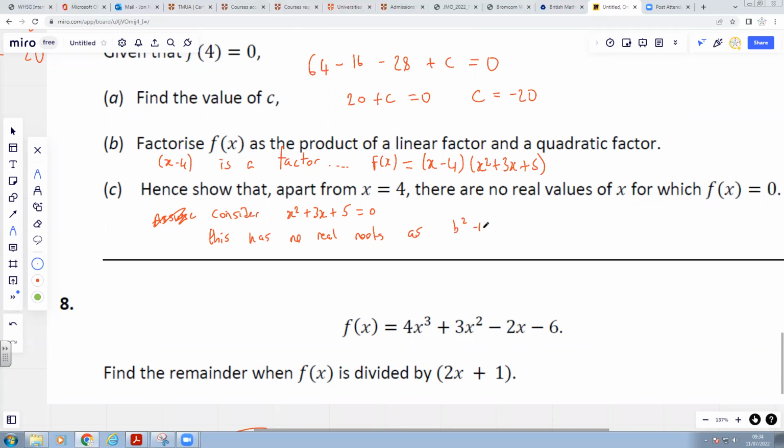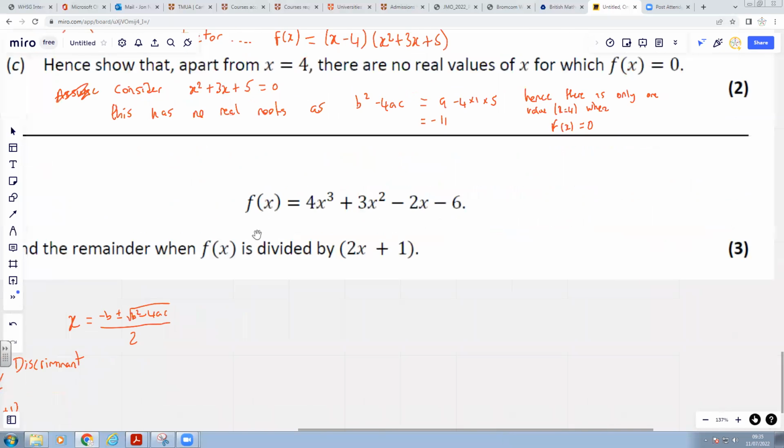b squared minus 4ac equals, and I haven't worked it out yet, but I just know it's going to be a negative answer. Well, 9 minus 4 times 1 times 5, that's minus 11. Hence, now you've got to actually say what conclusion you can draw here. Hence, there is only one root. Only one value. That value is x equals 4, by the way. Where f of x equals 0. And the cubic will only go through the x-axis once.